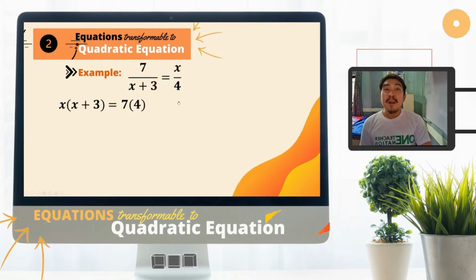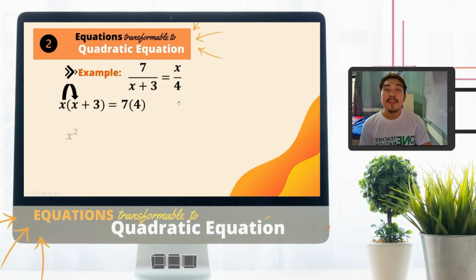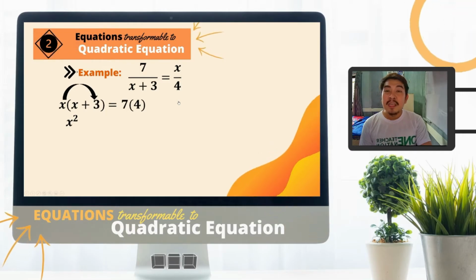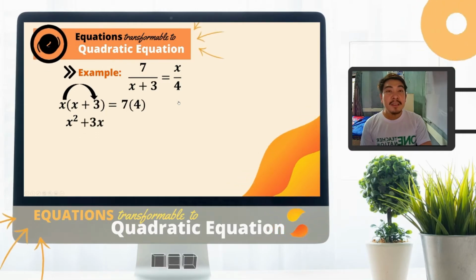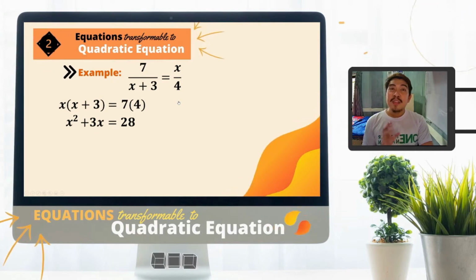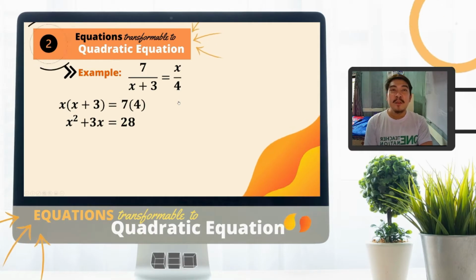Then, let us simplify using distributive property. So x times x plus 3, that will give us x squared. Then, x times positive 3, that will give us positive 3x is equal to 28. Then, we need to transform this one in standard form. I-write natin in standard form.